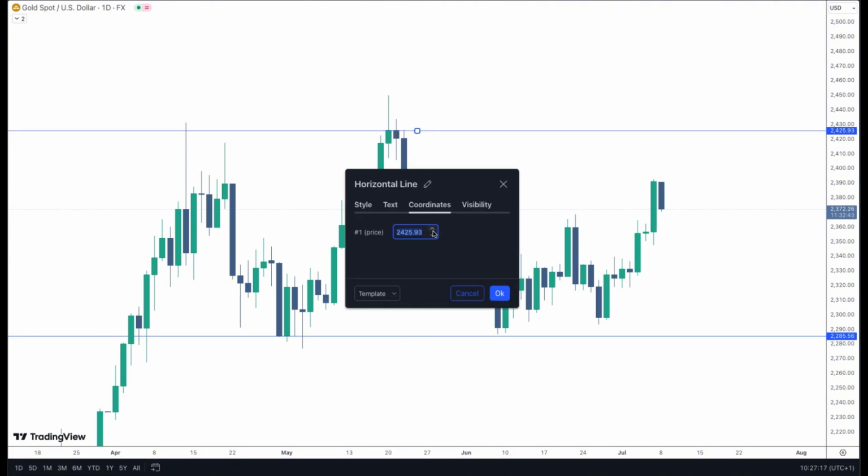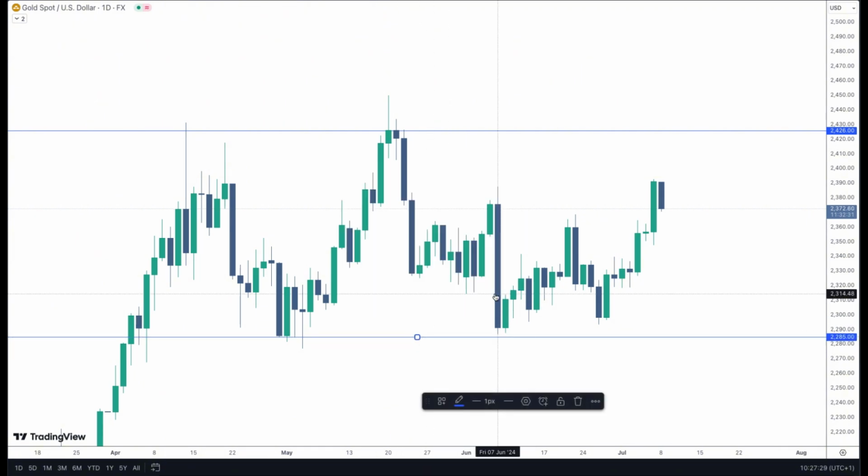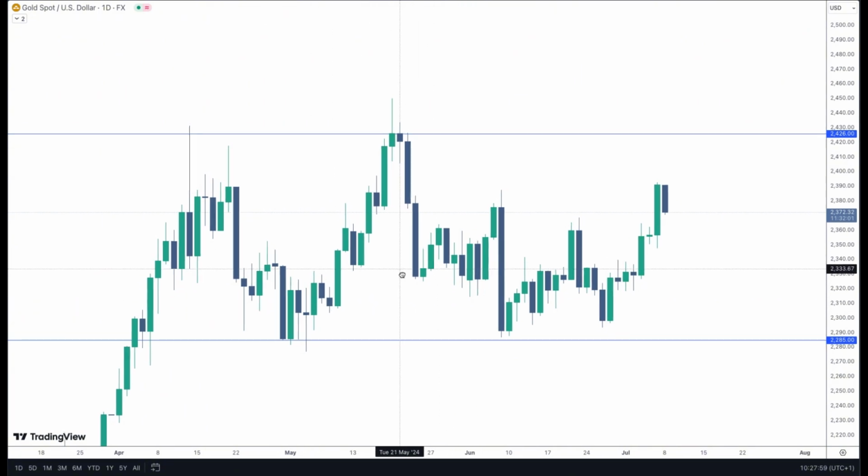Now what I also want to do is move these up to a round number, especially with gold. If you're using key levels, gold, and all major currency pairs, whether it be GBP/JPY, USD/JPY, GBP/USD, they all react to key levels, because a key level and a round number is easy to remember in terms of trading. As a price point, 2285 is a lot easier to remember than 2285.16.